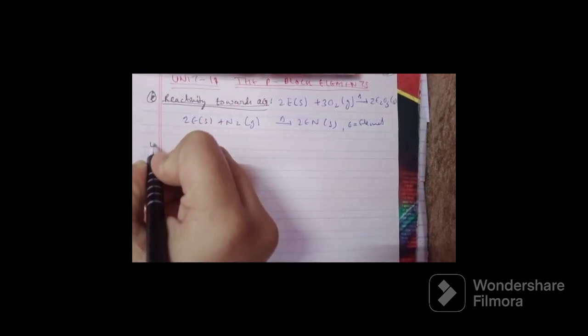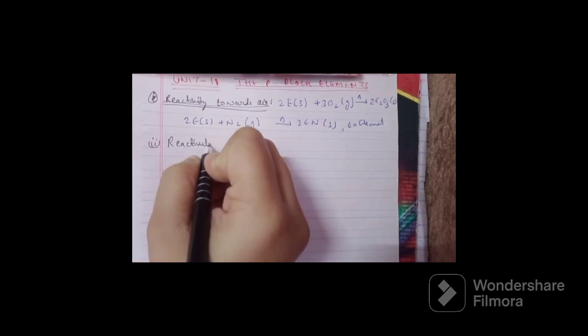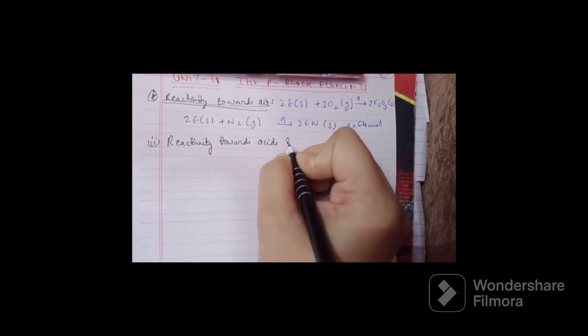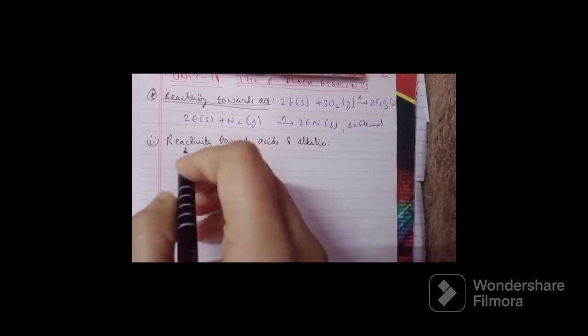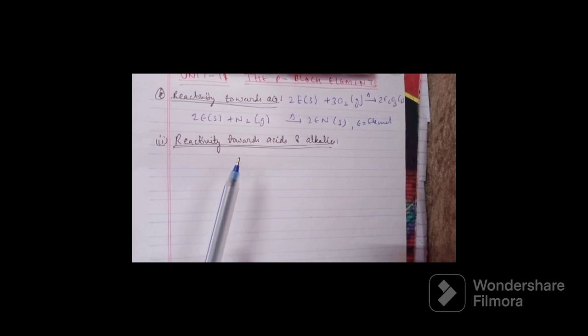So now the second property we'll discuss here. This is the first property of the chemical properties. Second is your reactivity towards acids and alkalis. Boron does not react with acids and alkalis even at moderate temperature, but aluminium dissolves in mineral acids and aqueous alkalis, and thus shows amphoteric character. Aluminium dissolves in dilute HCl and liberates dihydrogen.